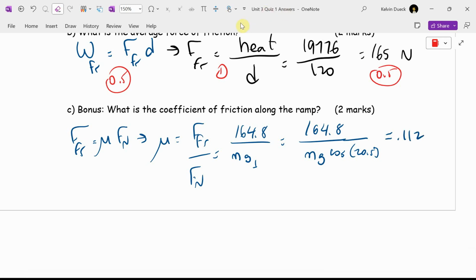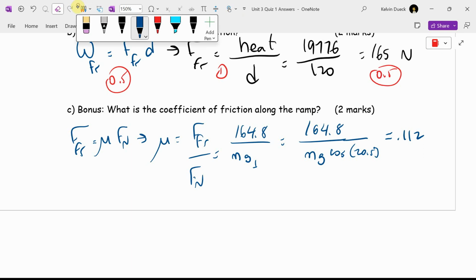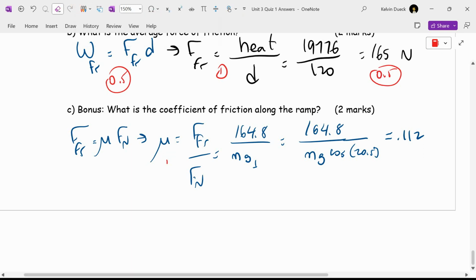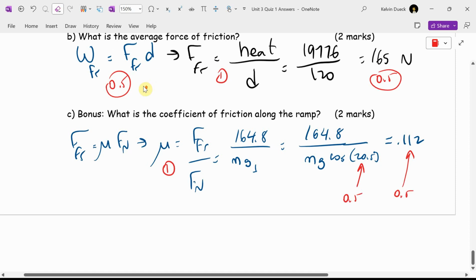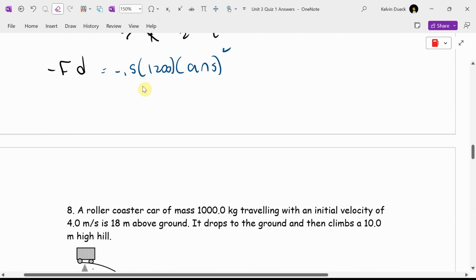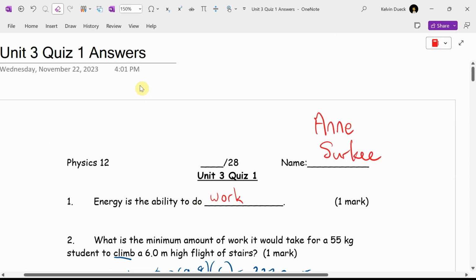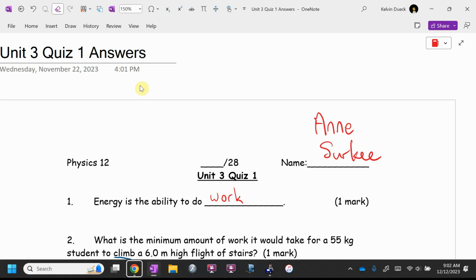So I'd give you 2 bonus marks for that. I would probably give you 1 mark if I saw that, a half mark if I saw that, and a half mark for the answer. So this quiz has the opportunity to be out of 30. Well, it's out of 28, but you can get up to 30 out of 28. Let me pause the video.